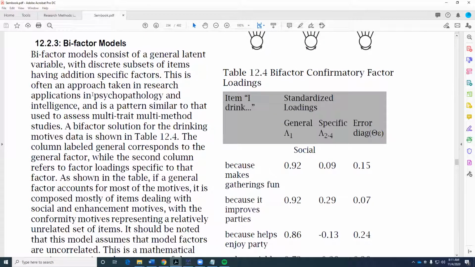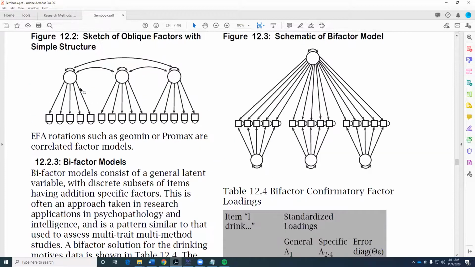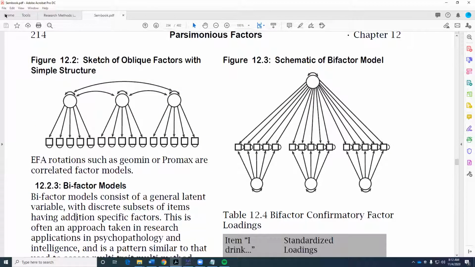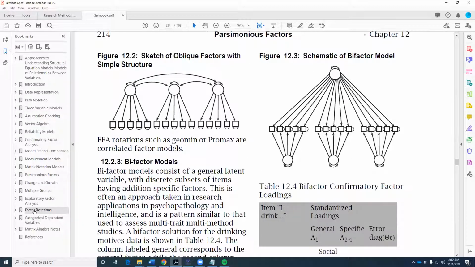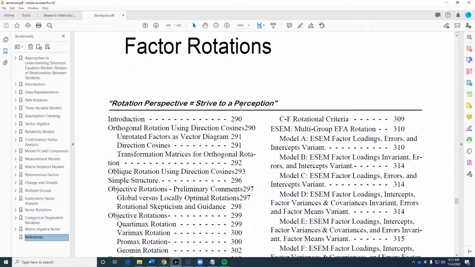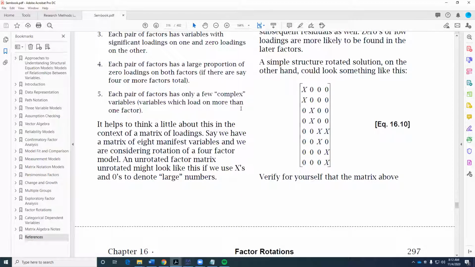And the reason that you'd look at bifactor models is that the simple structure, I'm sorry, it jumped over to bifactor models. That's what I get for being so hyperlinked inside the PDF.